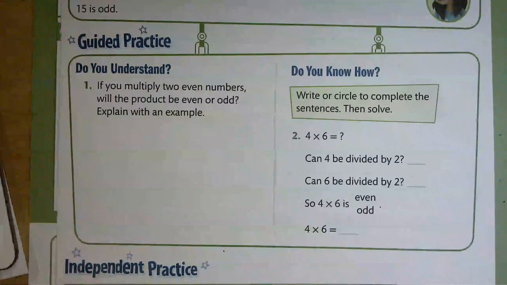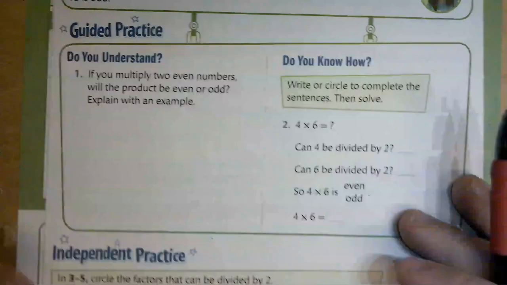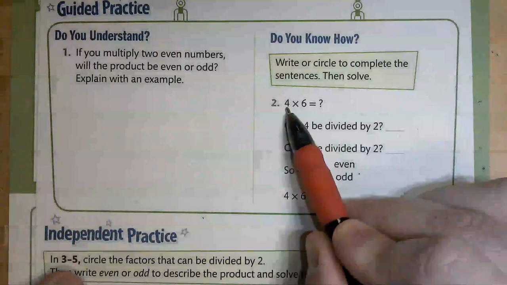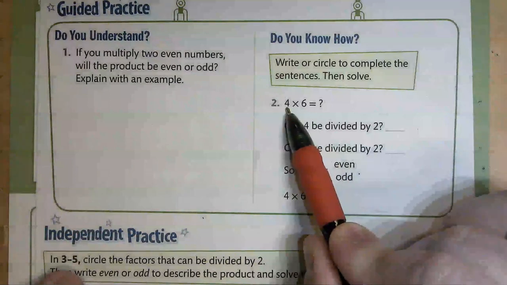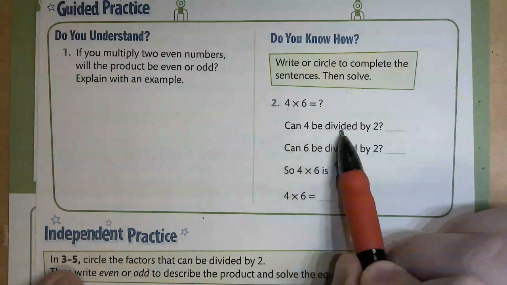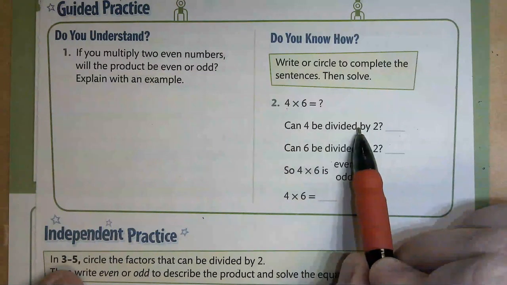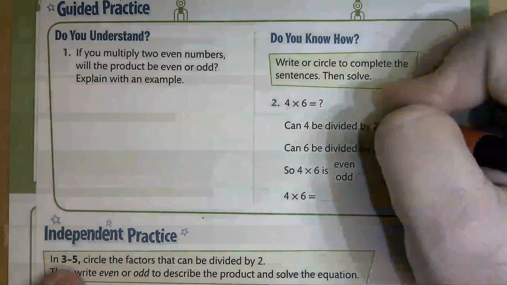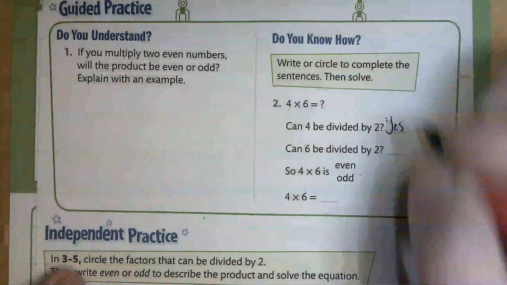So we're going to go ahead and check this out. So number 2, it says to solve it. So 4 times 6. Well, 4, is that an even number or an odd number? Well, the way we can know that is, can 4 be divided by 2? Can 4 be divided by 2? And our answer is yes, right? 4 divided by 2 is 2.